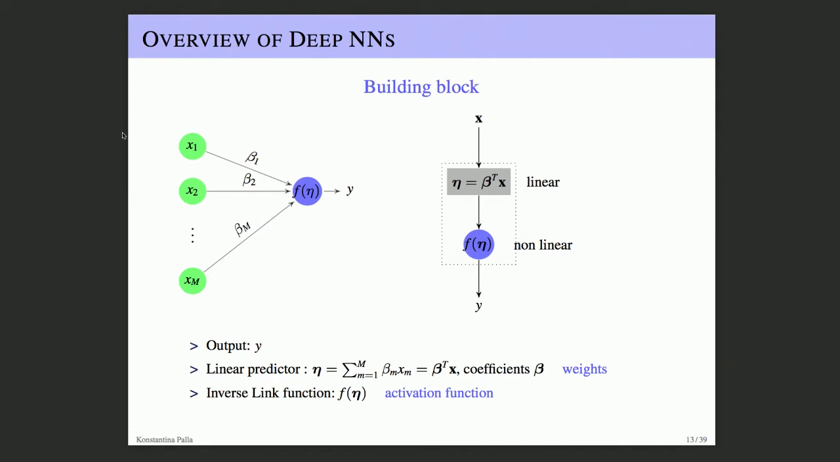So to put it in a more compact way, we have the input, then it enters a box, and in the box we have the linear component that combines the input linearly, and then we have the nonlinear component that takes as input the linear component, applies some nonlinearity on it, and gives the output of the unit. Okay?